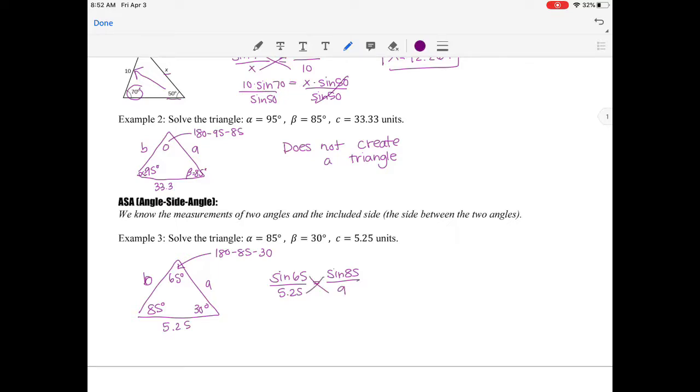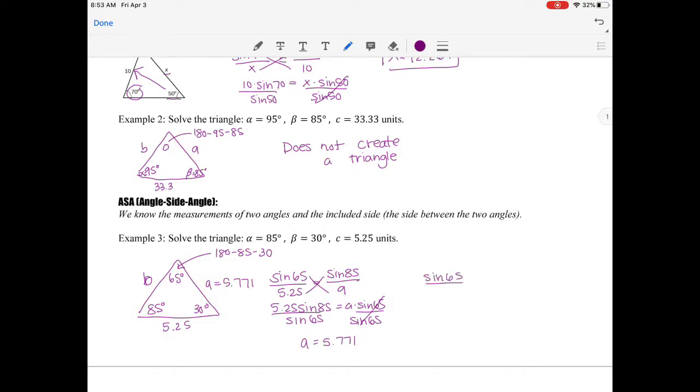So if I did sine of 85, I'm going to put that over the side A. Do your cross multiplying, we get 5.25 sine of 85 equals A times sine of 65. So divide both sides by sine of 65. Then type in your calculator 5.25 sine of 85 divided by sine of 65, and we end up that A is 5.771.